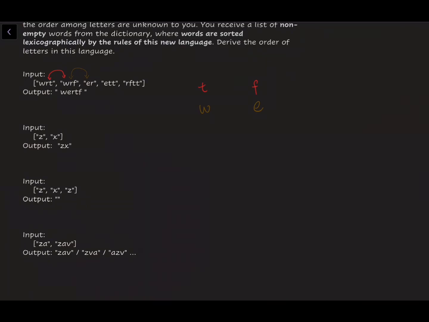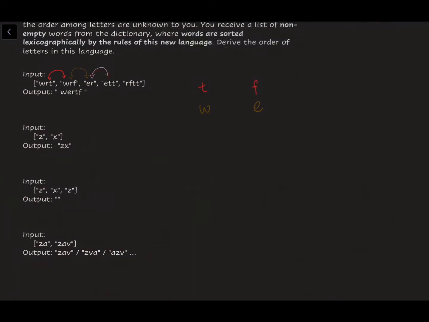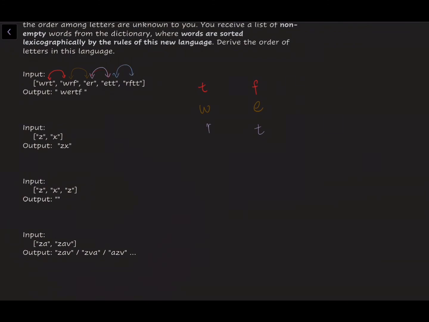W is before E. And let's look at the third pair. We know R is before T. And look at the last pair. We know E is before R. This is the order we get from this. This is all the information we get from this array of words.